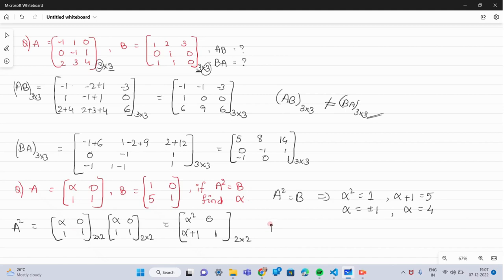Let's see. If we substitute alpha as 1, then we'll get it as 1, 0, 1 plus 1 as 2 and 1, which is not equal to B. Again, substitute alpha as minus 1. You will get as 1, 0, 0 and 1, which is again not equal to B. Now substitute 4, which is again not equal to B.